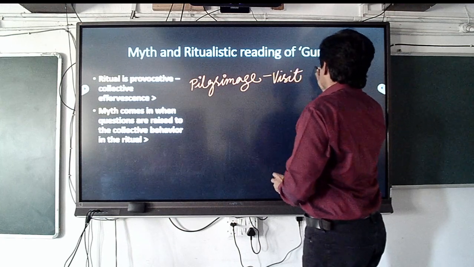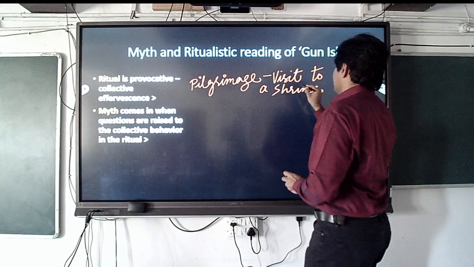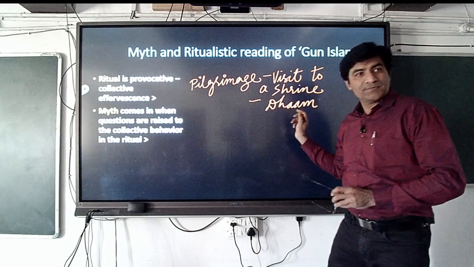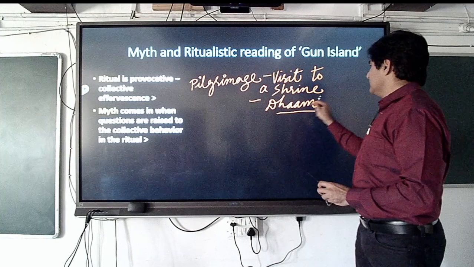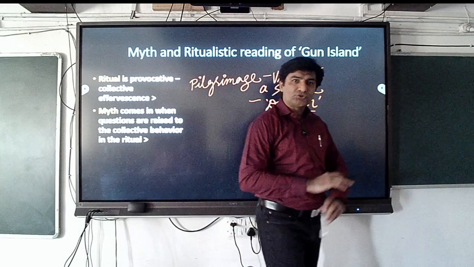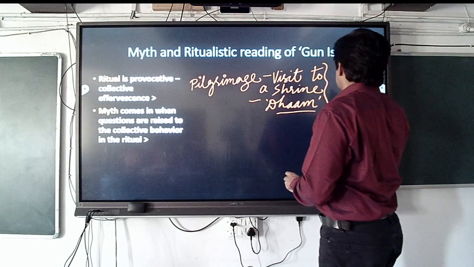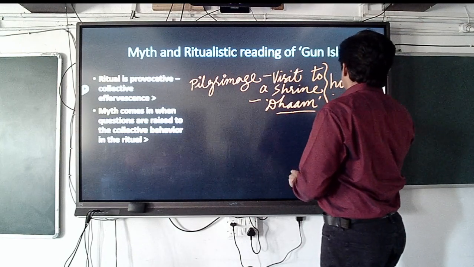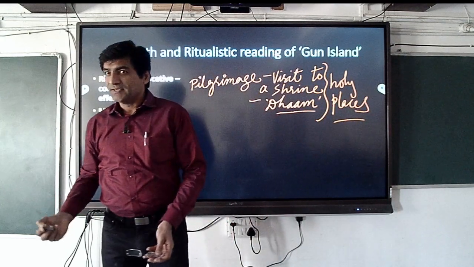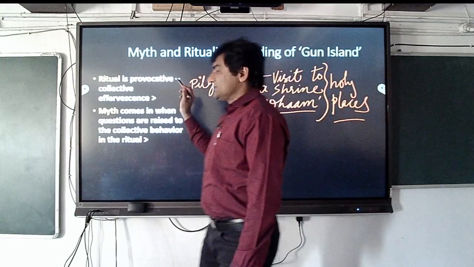Visit to a shrine, or what we call dham, as even the word dham is used by Amitav Ghosh here. Okay? So that is the ritual, and we find that throughout the cultures, there are such holy places which are visited by people. So that is a common ritual found worldwide. That is what people keep on doing.